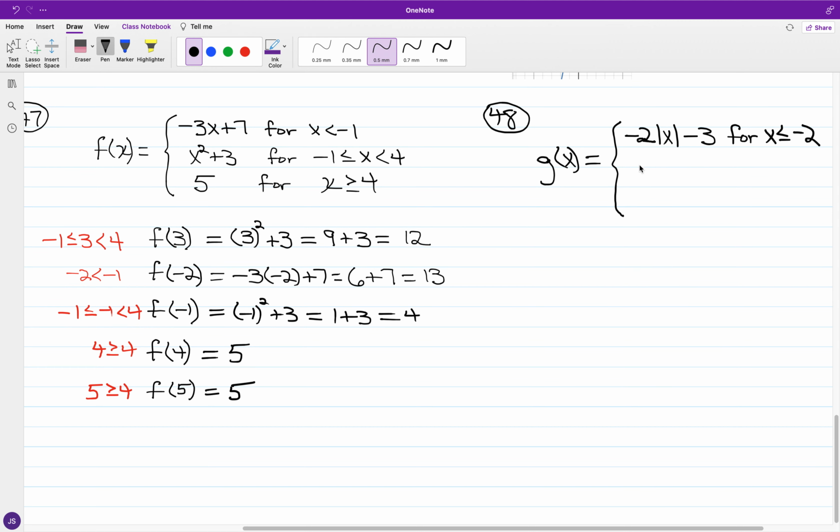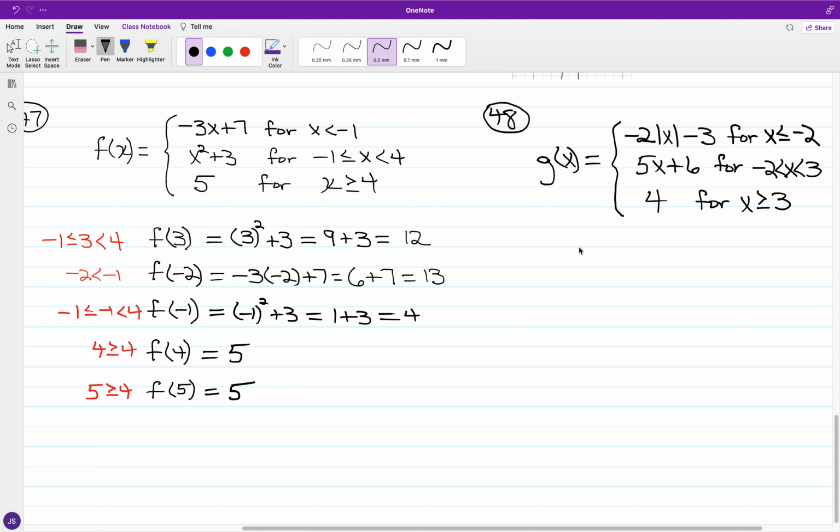Then we have g of x is equal to 5x plus 6, and that'll be used for those values of x where negative 2 is less than x, which in turn is less than 3. And then for the remaining values of x, we have g of x is equal to the constant value 4, and this will be whenever x is 3 or higher. So x is greater than or equal to 3.